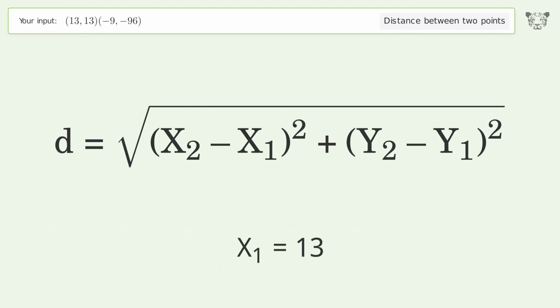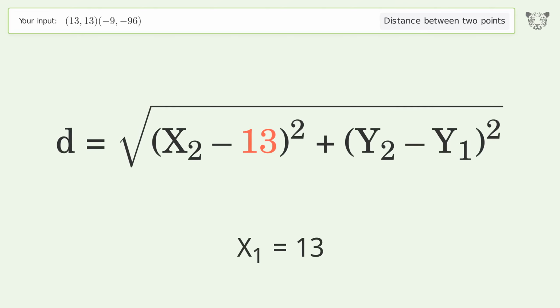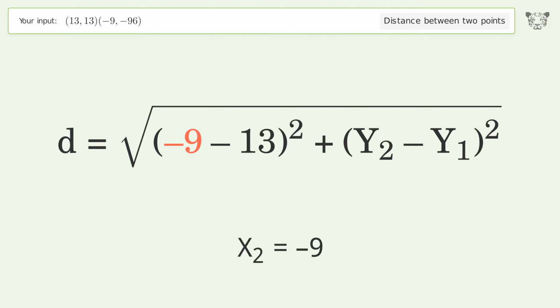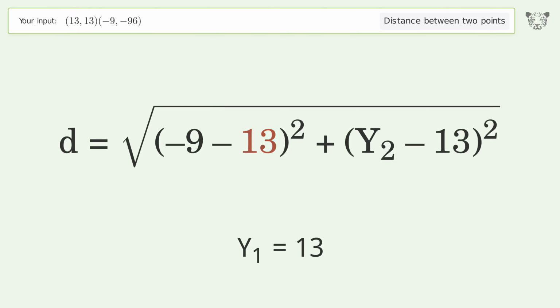x1 equals 13. x2 equals -9. y1 equals 13. y2 equals -96.